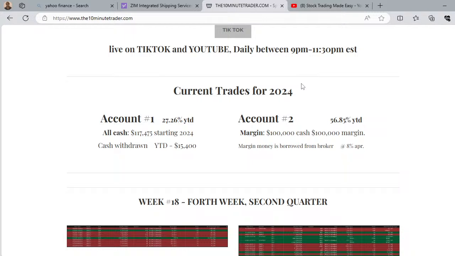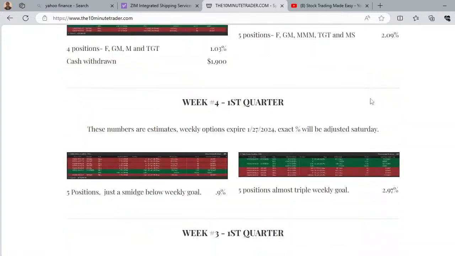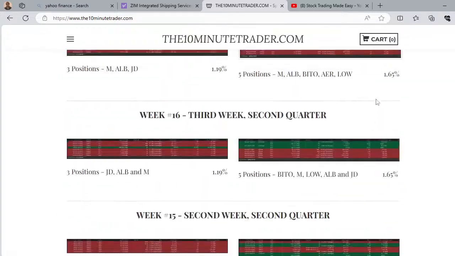Year to date, account number 1, all cash, is at 27.26. Account number 2, cash and margin, is at 56.85 since the beginning of the year. That's since January. This one is going to come close to 150 to 200% for the year. I'm thinking this one might hit 200% this year. I don't know. This one is at 27% now. But there are all the trades right there, from week number 1 all the way through. I haven't posted this week's yet.